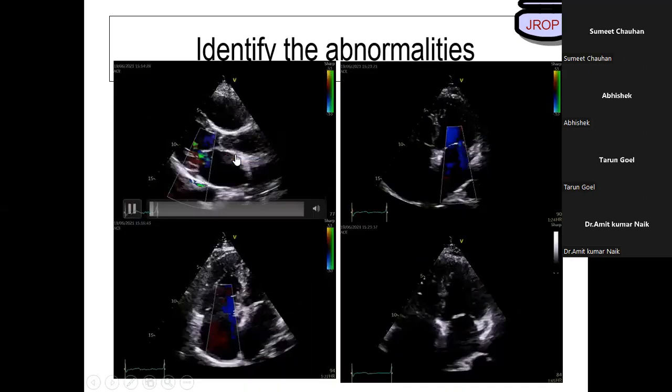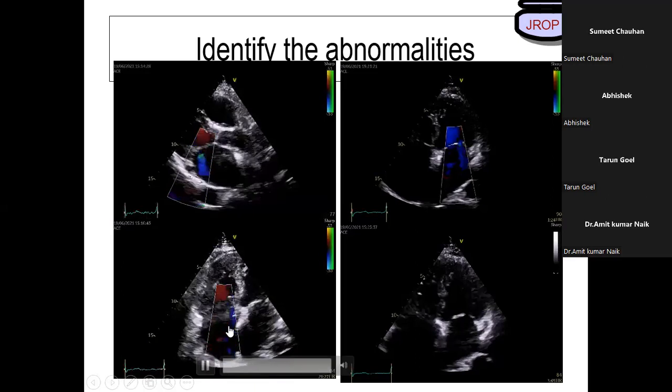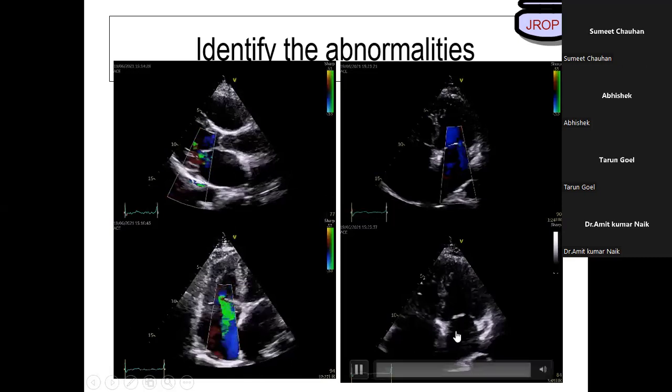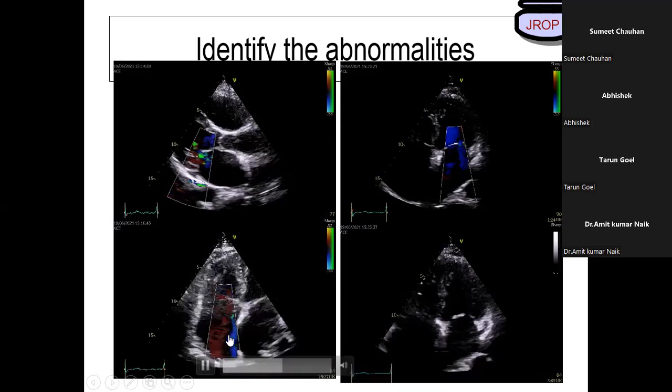When you have atrial fibrillation, what will happen? You will get both mitral and tricuspid regurgitation. On top of that, your LV and RV would be normal, LA and RA would be dilated. Look at the huge RA. RA is almost bigger than LA.